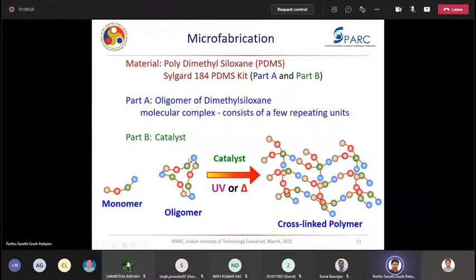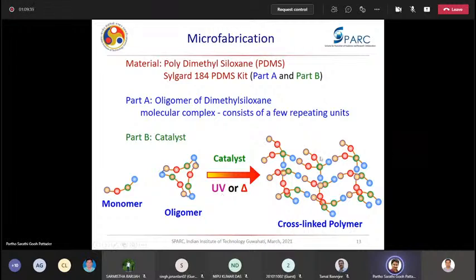Okay, and when we mix this oligomer with this catalyst, and heat it up or shine UV light on it, there are various types of PDMS kits available. One is UV or light sensitive, and one is thermal curing. So if we mix this oligomer with this catalyst, that means mixing part A and part B, and we shine UV light or heat it up, we get a cross-linked polymer. This cross-linked polymer is very flexible.